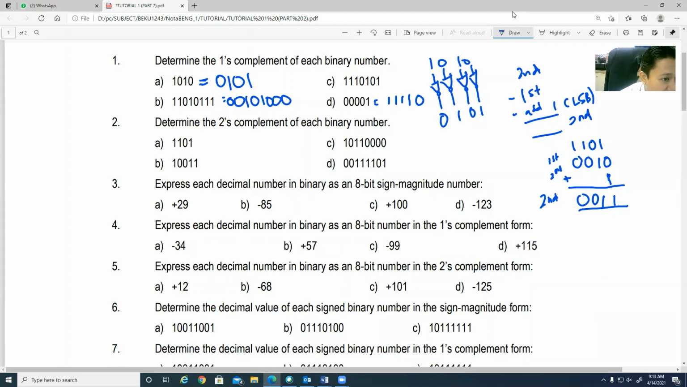Then maybe I go for another example here. For C, for the first complement you have to invert the inputs, which gives 0 1 0 0 1 1 1 1 and so on. This is the first step, you invert the input. Second step, you add one at the least significant bit. 1 plus 1 will be 0 carry 1, 1 plus 1 will be 0 carry 1, again 0 carry 1, and 1 plus 0 will be 1. So this is the answer.